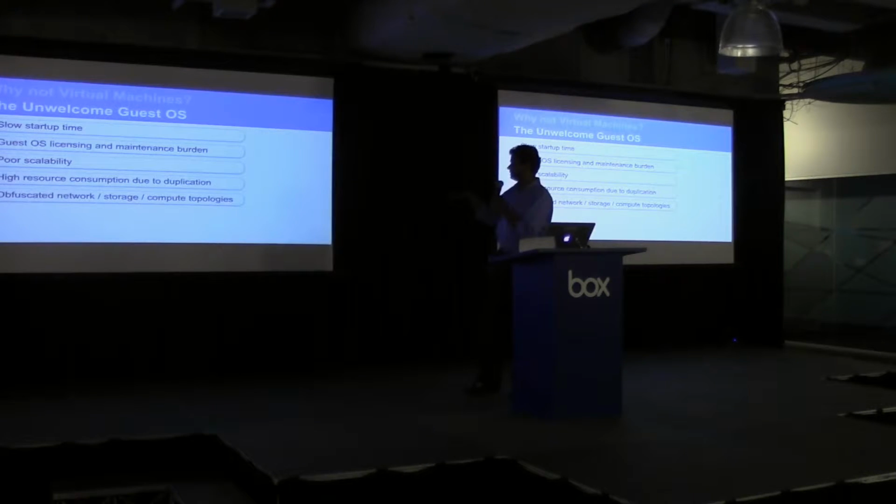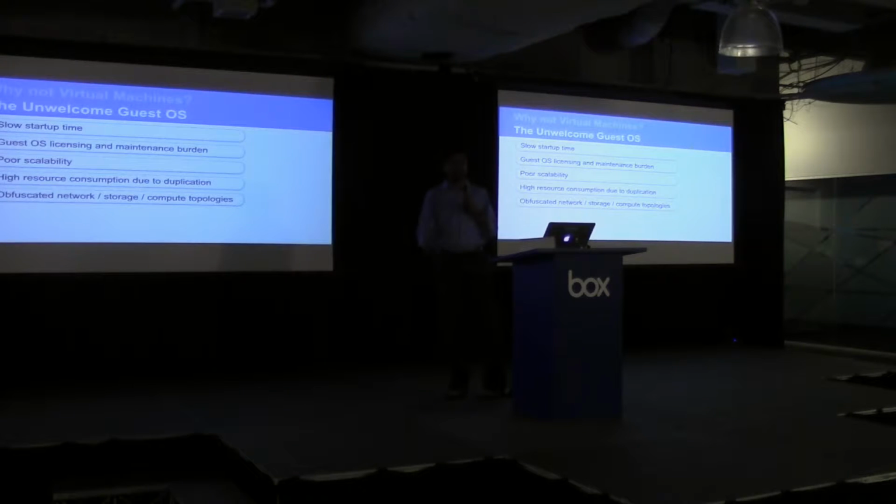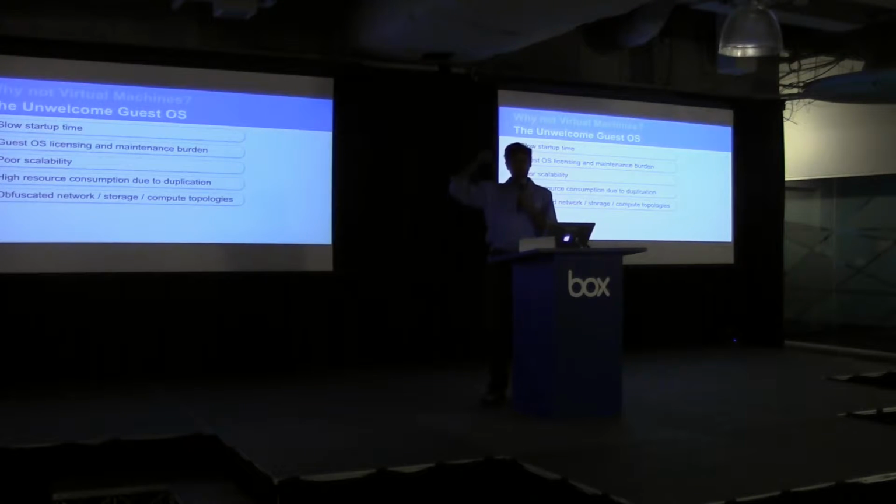And the other problem with VMs is that they obfuscate the underlying network, storage and compute topology. You don't know exactly where the resources are. If the application is doing some kind of scheduling, which in this case it is, it won't be able to do the right scheduling, it won't be able to make the right decisions. And you need some kind of mechanism to pass that underlying topology information back to the scheduler.